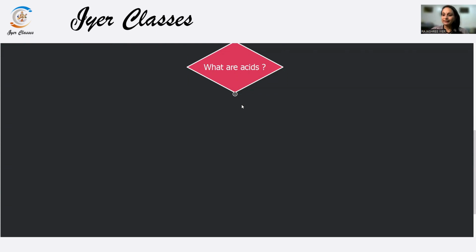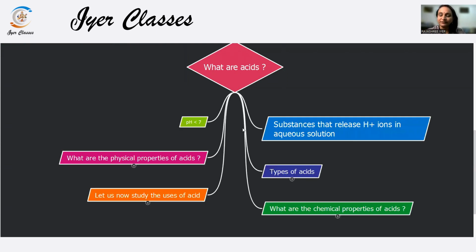In order to understand this, we will put a few topics in it. What are acids? What makes a substance an acid? What are the types of acids? Then we will study the physical properties of acids, and then the chemical properties of acids, and also the uses of acids.